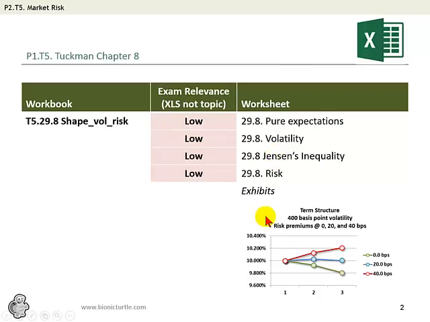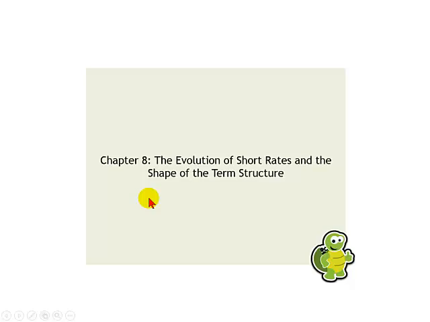We're going to look at most of them in this video presentation, including pure expectations, volatility, Jensen's inequality, and the risk premium. Looking at these worksheets should certainly give you a detailed understanding of what this chapter is about. However, if your goal is just to pass the FRM Part 2 exam, you'll notice I've tagged these worksheets as low relevance. It's not that they're not interesting. I think they're very interesting. It's just a matter of priorities with respect to the goal of passing the exam.